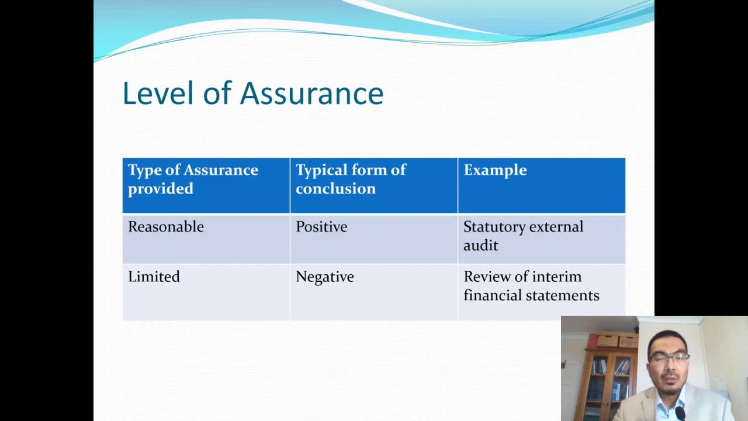In terms of the level of assurance, different assurance engagements will provide different levels of assurance. Assurance can be a reasonable, positive form of conclusion, or a limited, negative form of conclusion. Reasonable assurance engagements provide a higher level of assurance than limited assurance engagements. Assurance obtained from an assurance engagement can never be absolute.